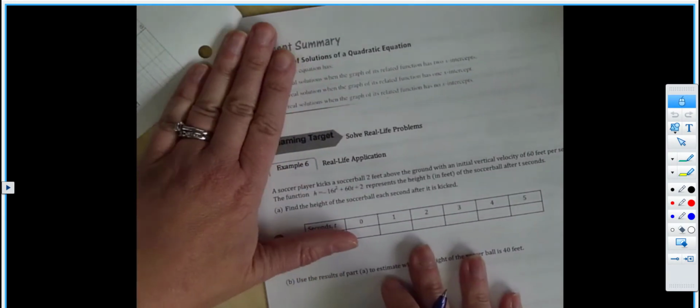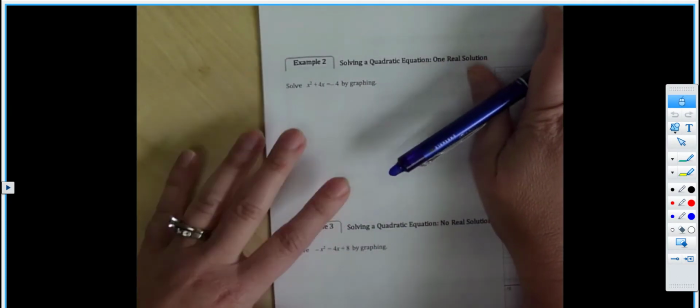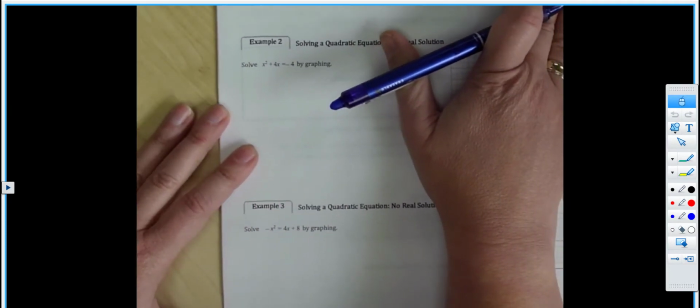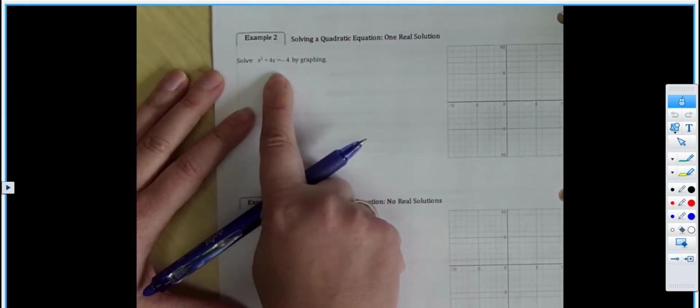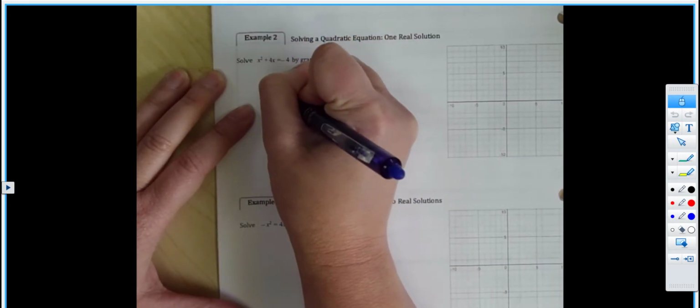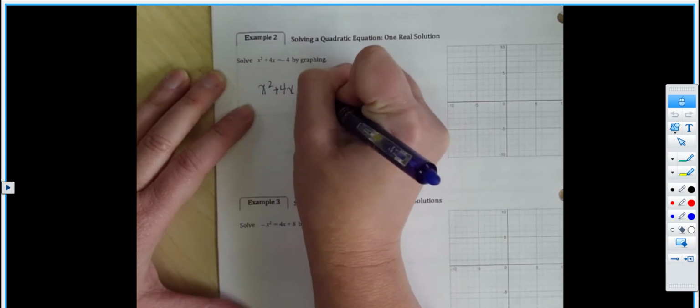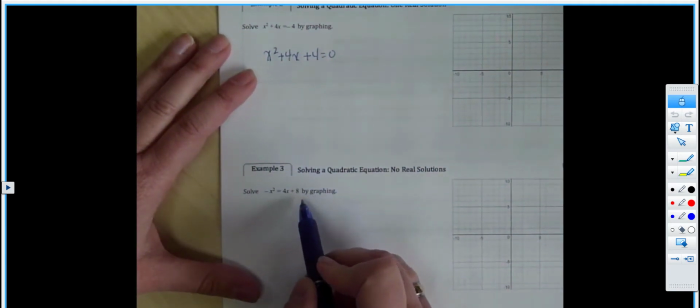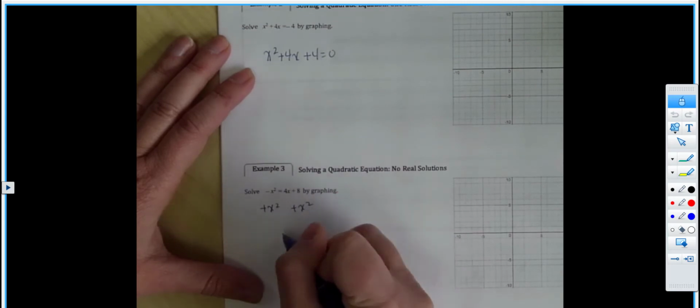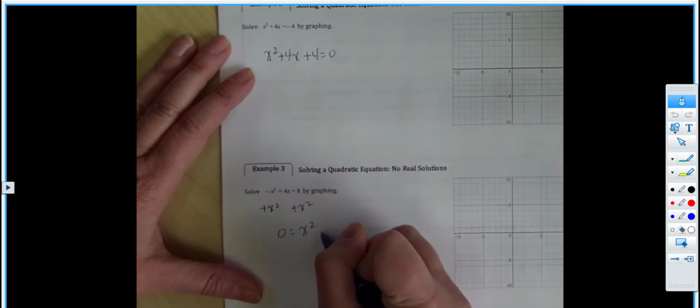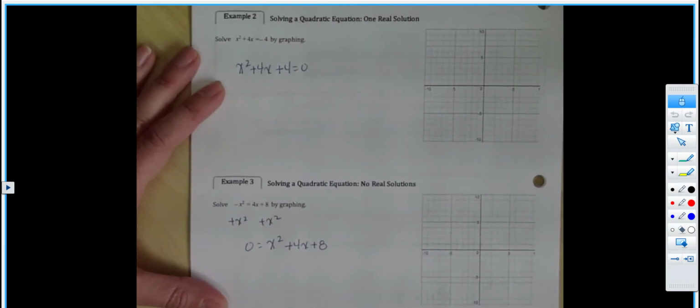Now, if we take a look at example 2 and 3, something a little different happens. So what I want to do again here is set them equal to 0. So I have x squared plus 4x plus 4 equals 0. Now we added 4 to both sides. Now jumping ahead to example 3, I'm going to do the same thing, but this time I'm going to add x squared to both sides. So I have x squared plus 4x plus 8. So let's go ahead and take a look at these in Desmos.